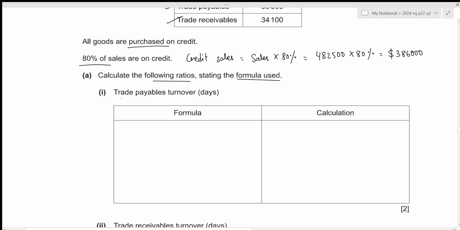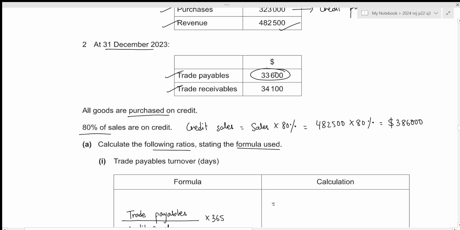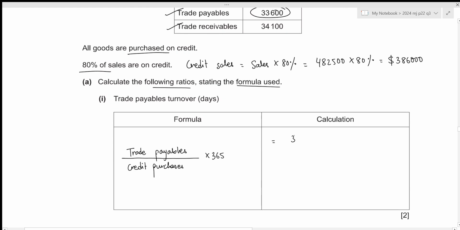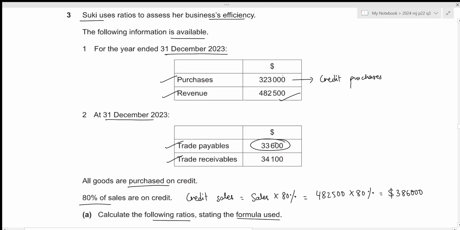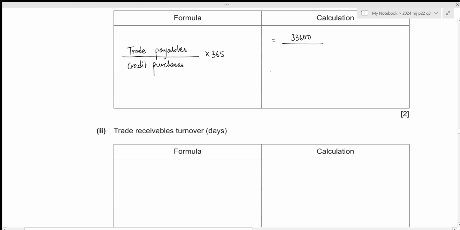The first one is trade payables turnover. The formula for trade payables turnover is trade payables divided by credit purchases times 365. Now we can substitute the values. We have been given the value for the trade payables to be 33,600. And we know that in this case, the total purchases will be equal to credit purchases, which will be 323,000.